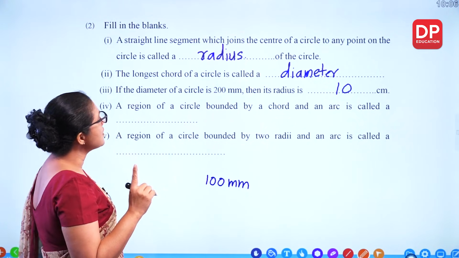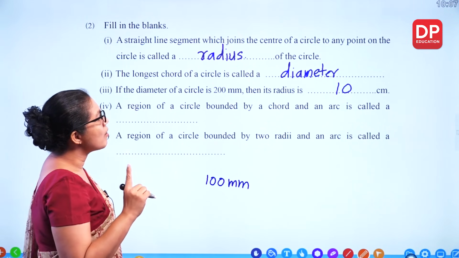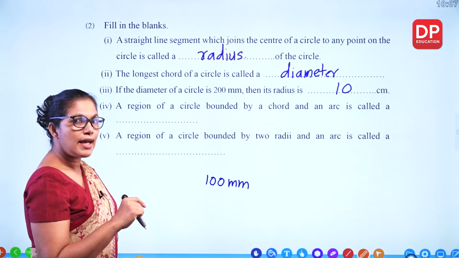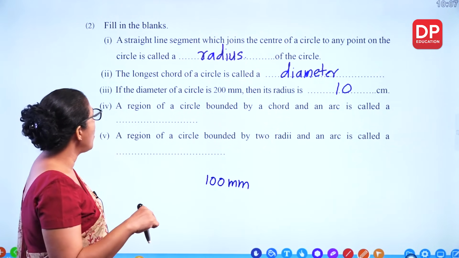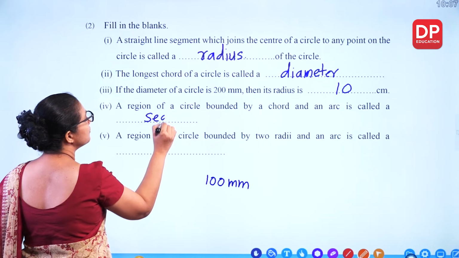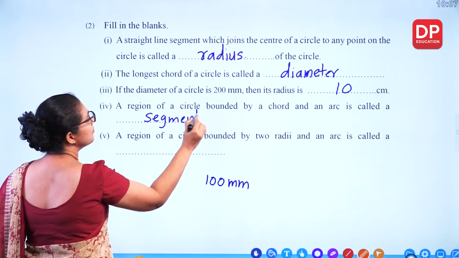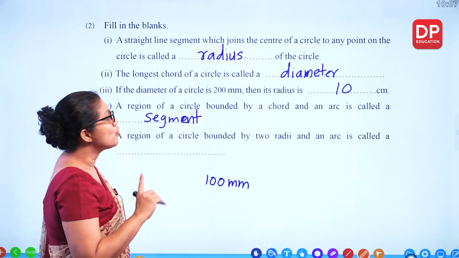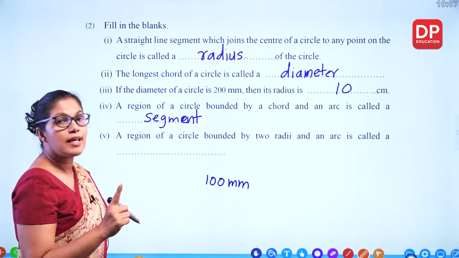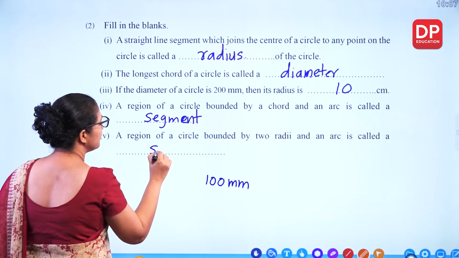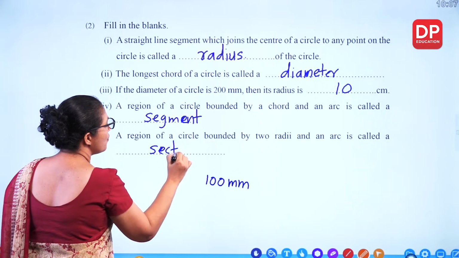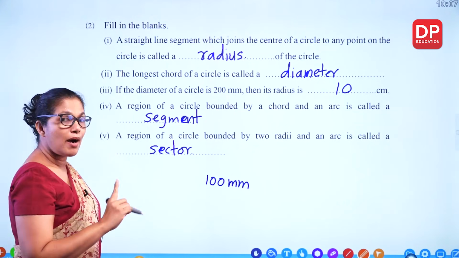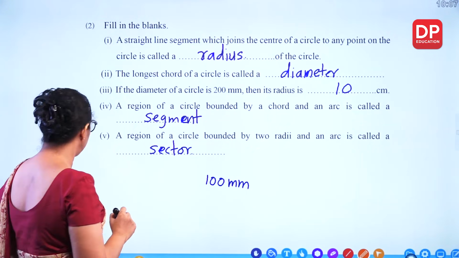A region of a circle bounded by a chord and an arc. What do you call that? Chord and an arc we call a segment. A region of a circle bounded by two radii and an arc is called a sector. Now you know the terms segment, sector, arc, minor, major, everything.